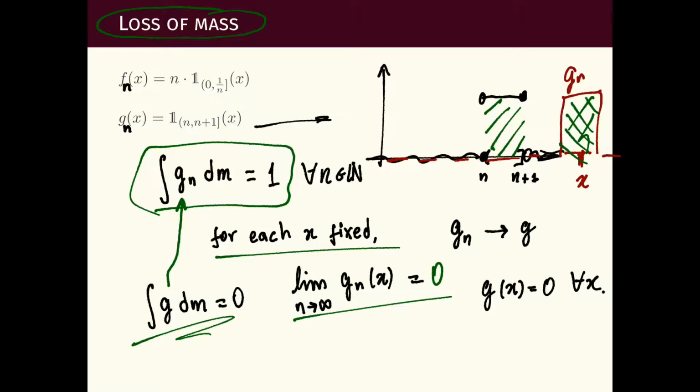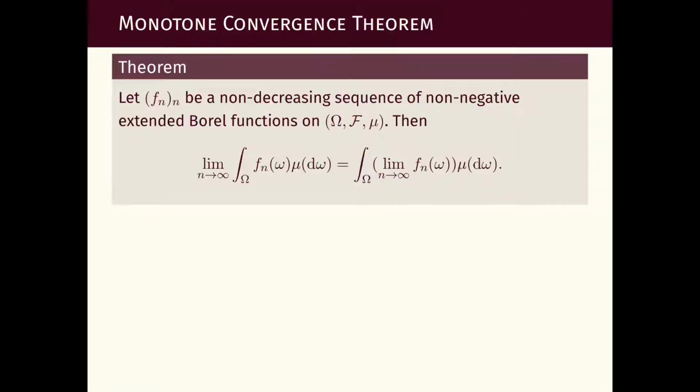In the first example, we would lose mass, let's say, vertically, because we're considering these regions like this, and this mass disappeared, it went to infinity. It went to infinity vertically, and that's how we lost it. In the second example, we lost mass horizontally. It went to infinity, but it went this way. And what the monotone convergence theorem says is, yes, it's possible to lose mass, but it's not possible to get mass.